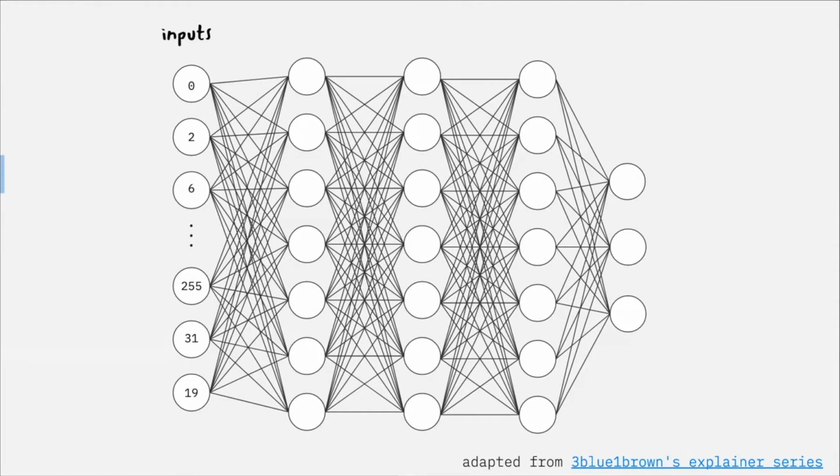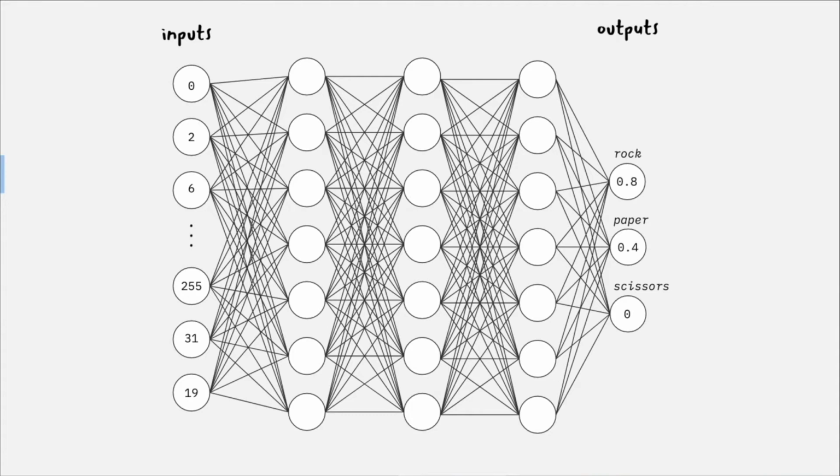So let's say that these inputs are one node with a pixel value. Let's say it's a monochrome image. We've got a pixel value from 0 to 255, and for every pixel in the image, we have an input. And then on the other side, we have outputs. We have the classifications that we want to identify. So in this case, rock, paper, and scissors.